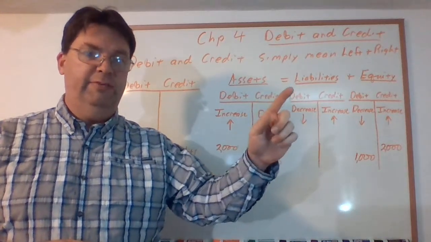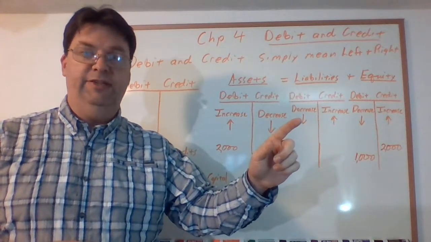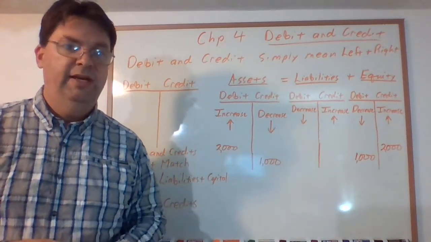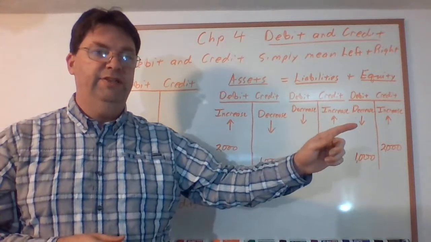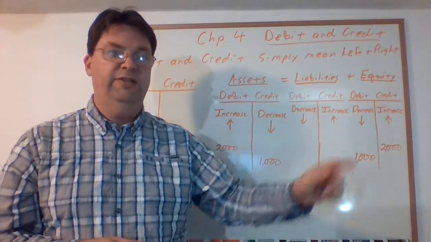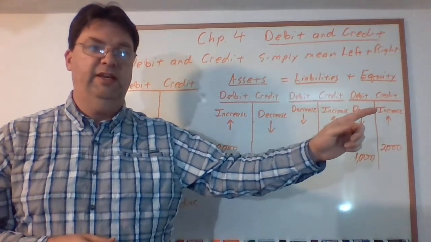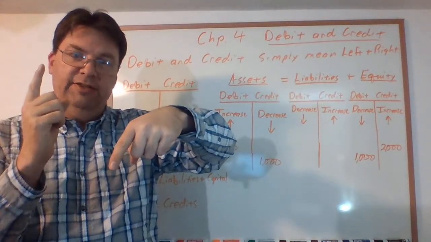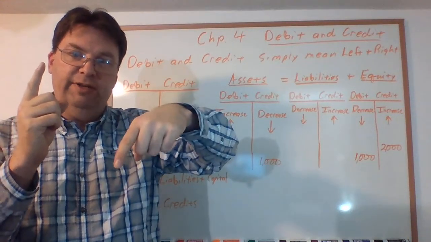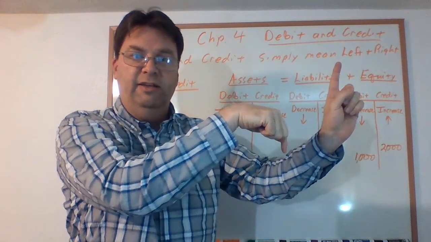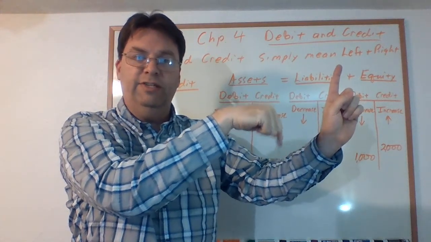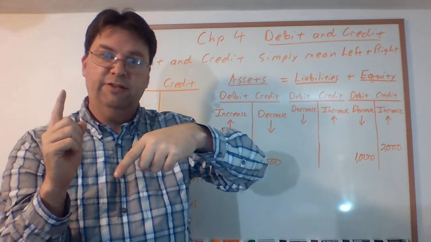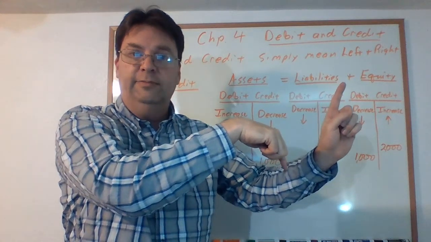So on the other side of the equal sign, liabilities decrease with debits and increase with credits. Okay? And owner's equity decreases with debits and increases with credits. So on the asset side, it looks like this. Debits increase, credits decrease. And when we go to the other side, they just do the opposite. Credits increase and debits decrease. Okay? Like this over here, like that over there.